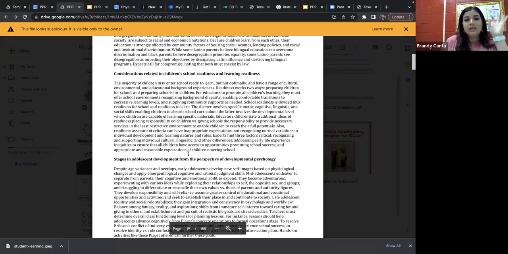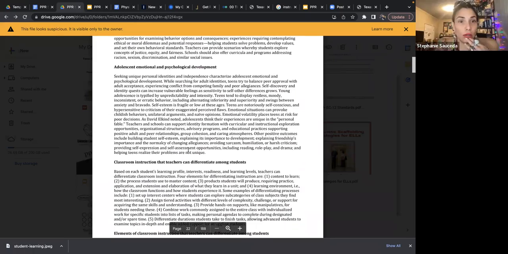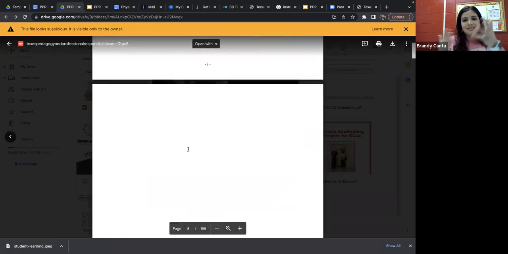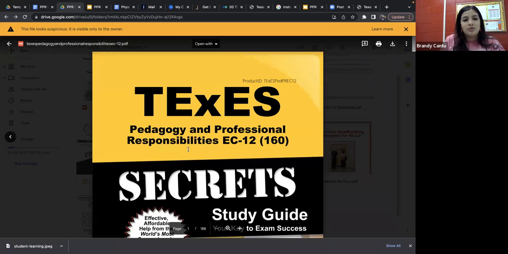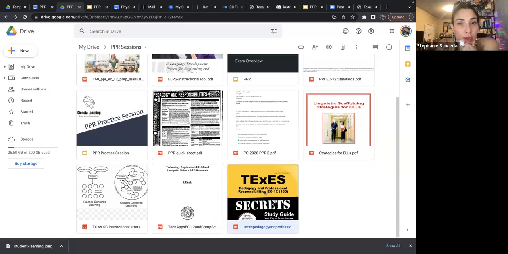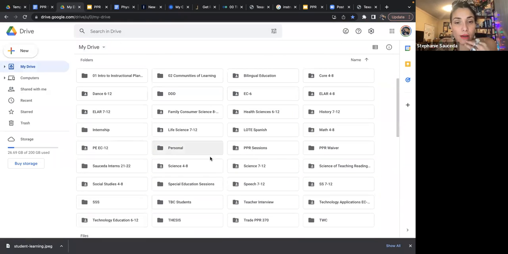I printed that whole thing out too, so I have that in my binder. I'm going to keep this forever, so that when I start teaching, I could go back and get some more information. Excellent. But why is this one that one? Oh, because it's the PPR. That's why I was wondering why it was the PPR one. But you have the social studies.